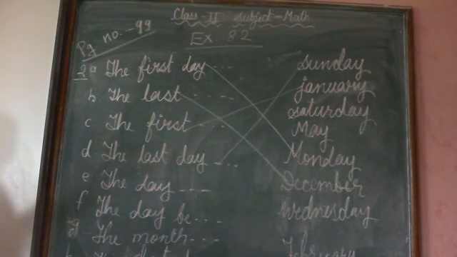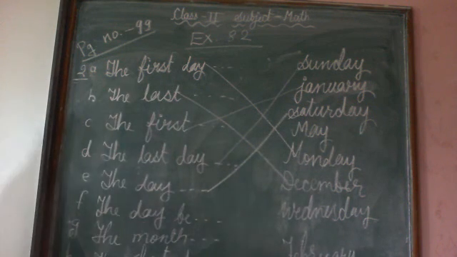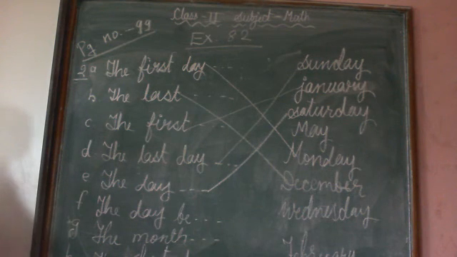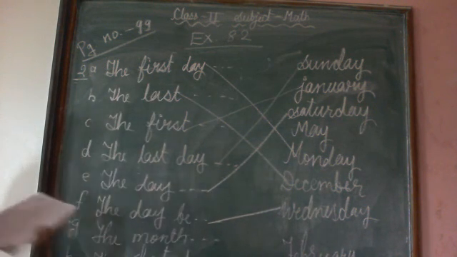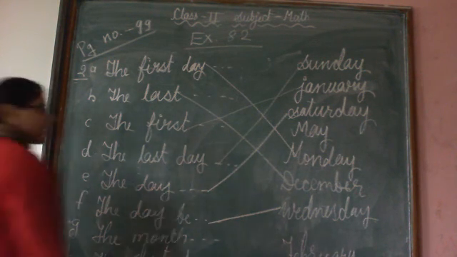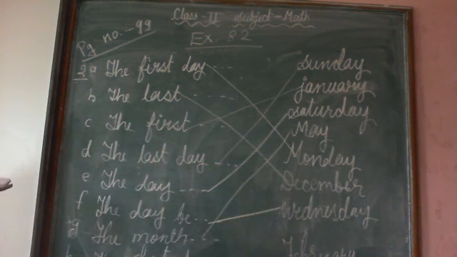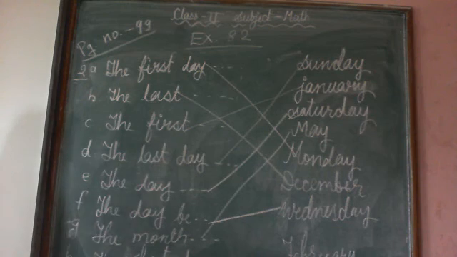Now the day after Friday. What comes after Friday is Saturday. So we will match it with Saturday. Now the day before Thursday. The day before Thursday is Wednesday. So we will match it with Wednesday. The month having the shortest name. It is May, a 3-letter word. M-A-Y, May. Now the shortest month. The shortest month is February. So this is the match the columns.